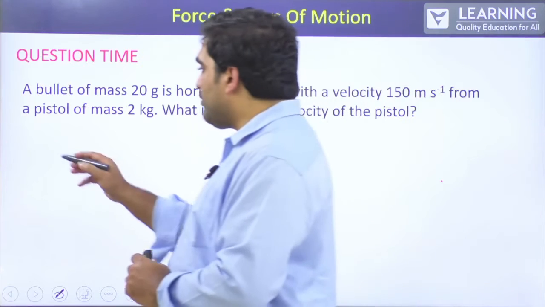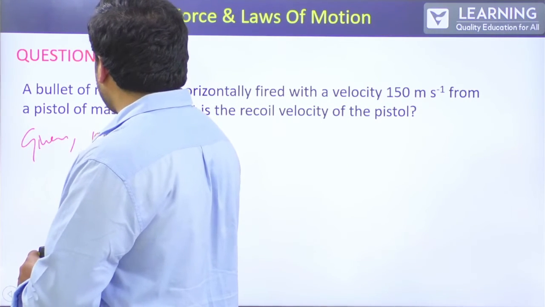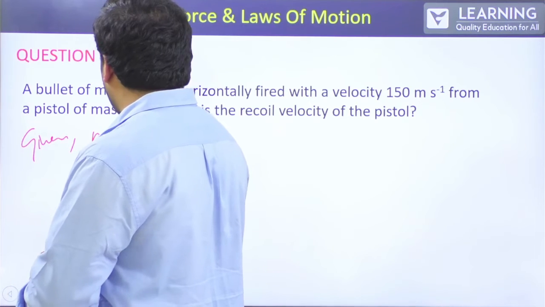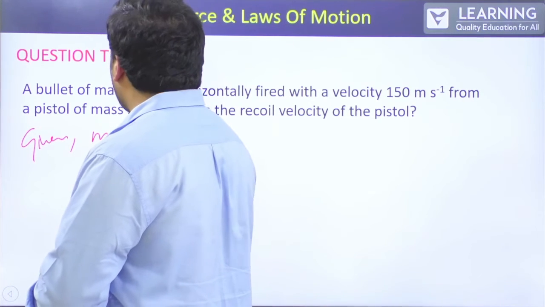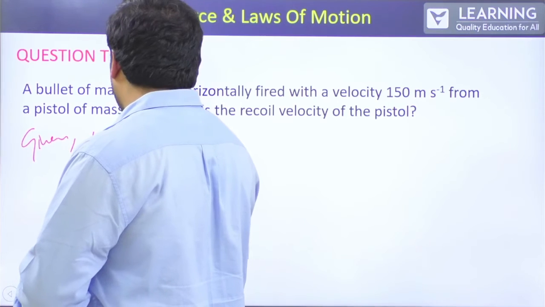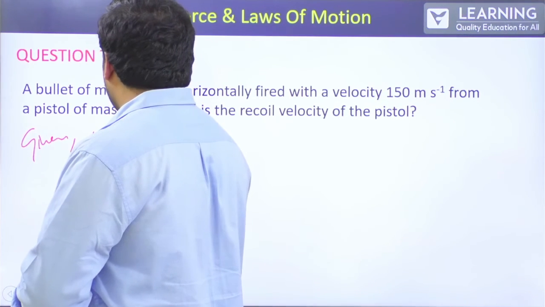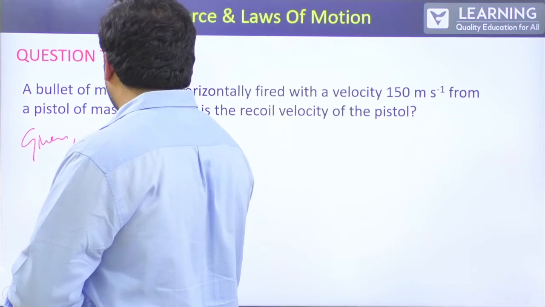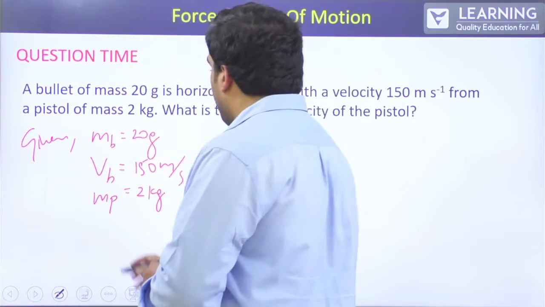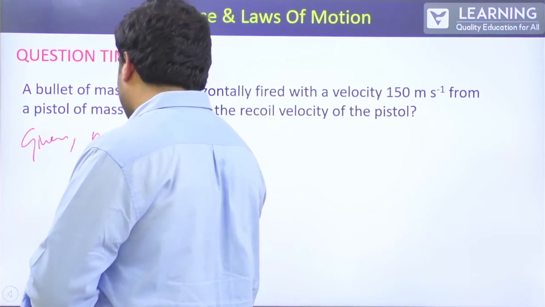First, let us make note of the things that are given to us. Given that the mass of the bullet is 20 grams. Velocity of the bullet is 150 meters per second. Mass of the gun or the pistol is equal to 2 kg. What will be the recoil velocity of the pistol?